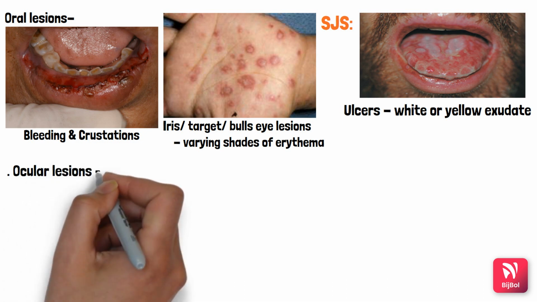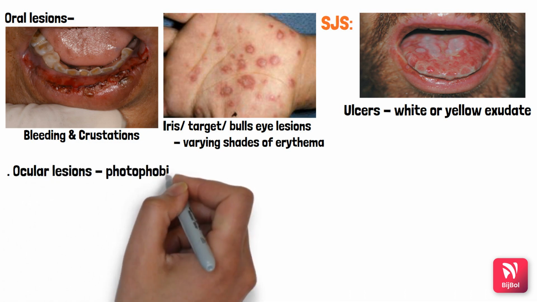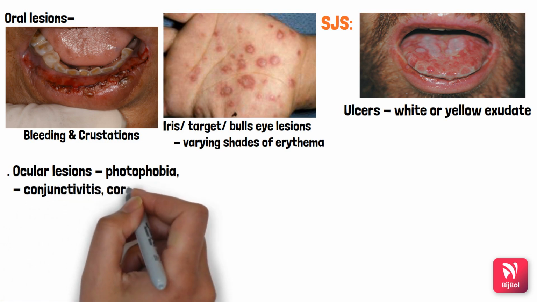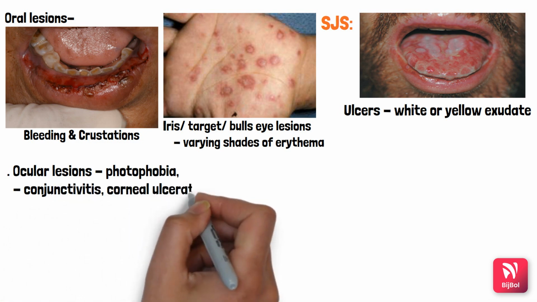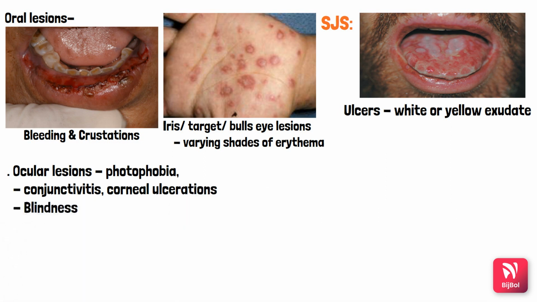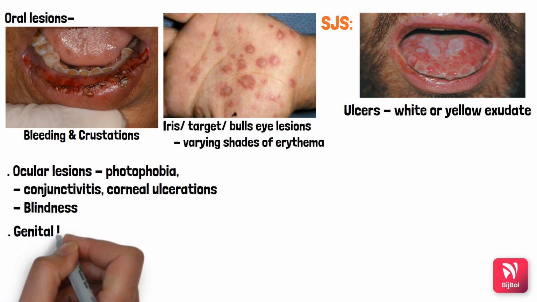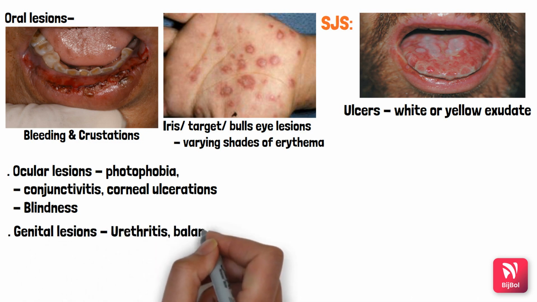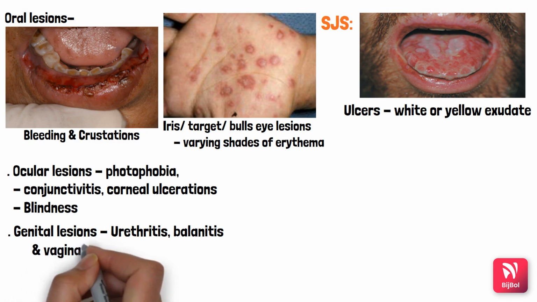Other than oral ulcers, we will see ocular lesions in Stevens-Johnson syndrome, wherein there will be photophobia, conjunctivitis, and corneal ulcerations, and all these symptoms will become more severe, sometimes resulting in blindness. So oral lesions are over, ocular lesions are over, followed by genital lesions in Stevens-Johnson syndrome, where there will be urethritis, balanitis and vaginal ulcers.